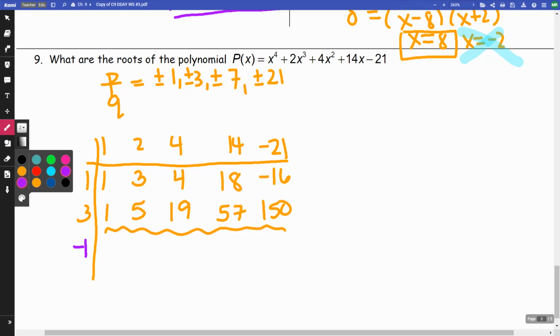So let's say I try -1. Bring down my 1. 1 times -1 is -1. Add it to 2, 1. 1 times -1 is -1. Add it to 4, 3. 3 times -1 is -3. Add it to 14. I get an 11. 11 times -1 is -11. I add it to -21. I get -32. So let me try -3. -3 times 1 is -3. I add it to 2. I get a -1. -3 times -1 is 3. I add it to 4. I get 12.